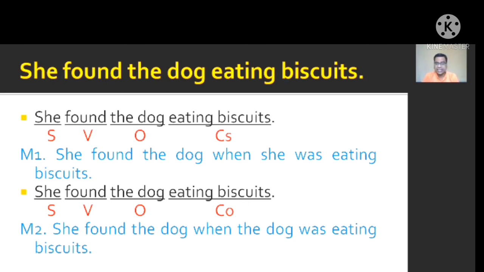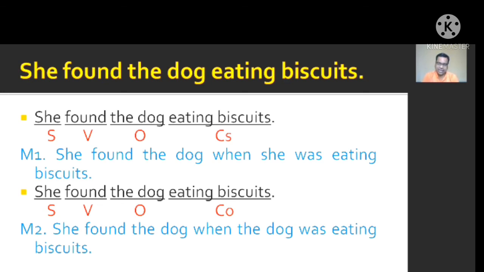She found the dog eating biscuits. She, third person, singular number, functioning as subject of the sentence. Found, V2, functioning as verb. The dog, noun phrase, functioning as object. Eating biscuits: this is the non-finite ing clause, right? This is functioning as complement to subject. What is the meaning then? When I'm calling it complement to subject, it means the subject, she, was eating biscuits. Look at the meaning here. She found the dog when she was eating biscuits.